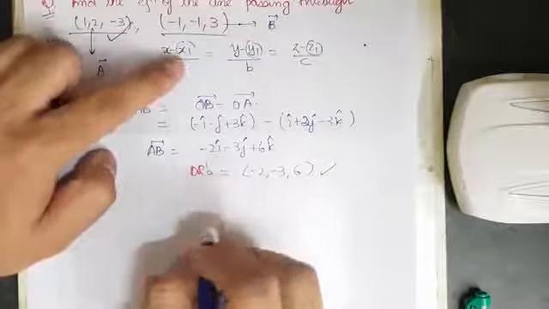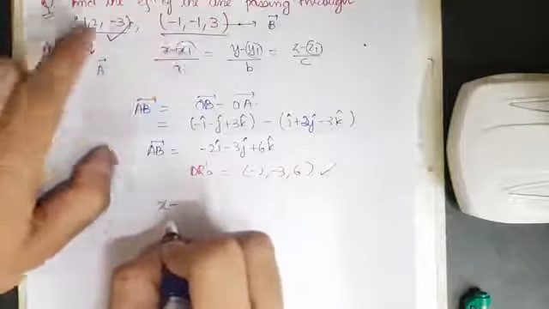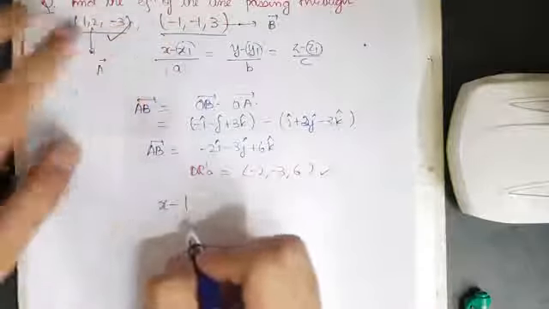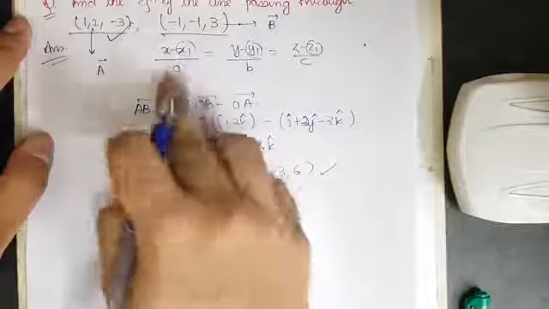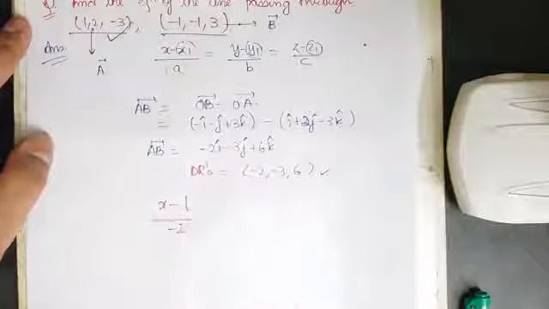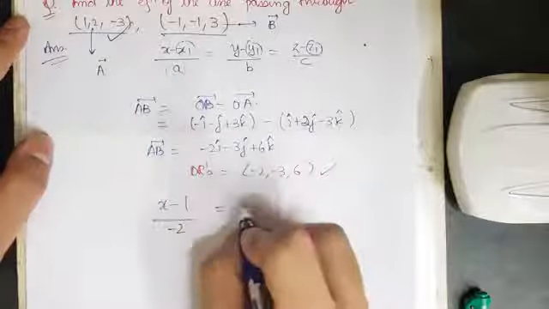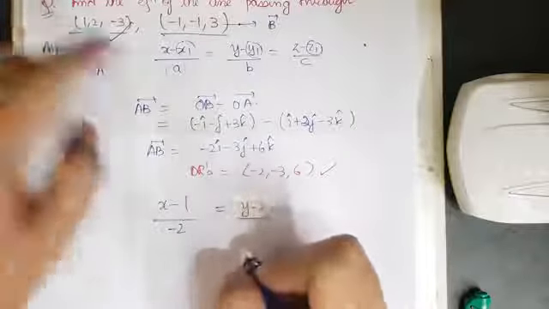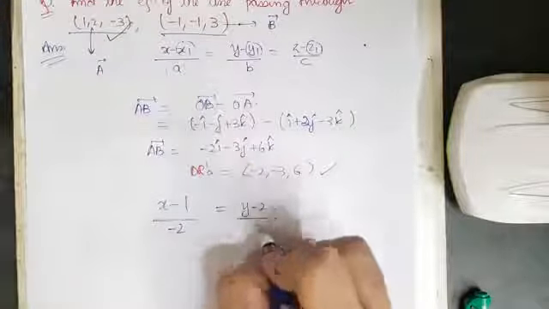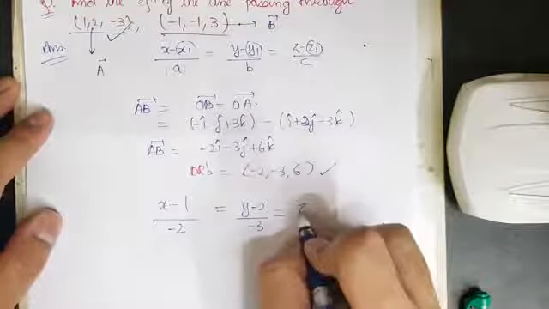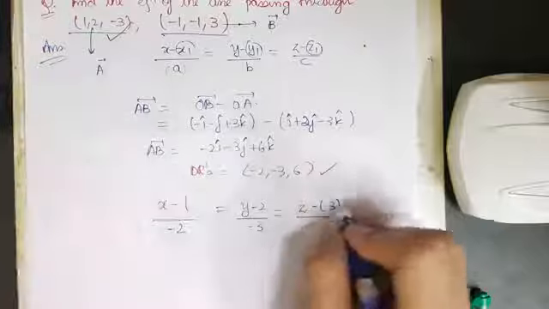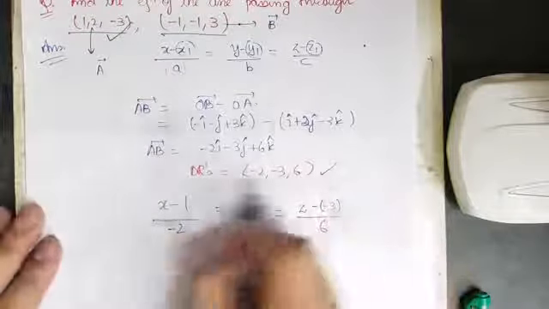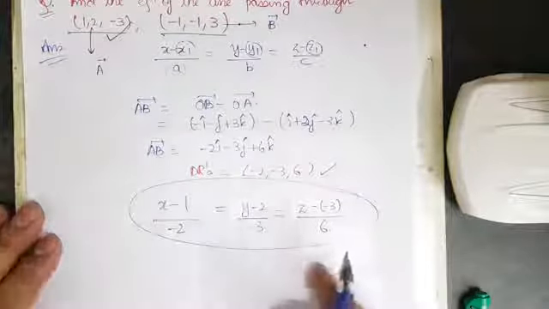So x minus x1, that is x minus 1. You can take any point you want, so I'm taking this point here. So (x minus 1) upon a, which is minus 2. y minus y1 will be y minus 2 upon b, b is minus 3, which will be equal to z minus of minus 3 upon 6. So basically it will become z plus 3. So this is the Cartesian form of the equation that we have derived.